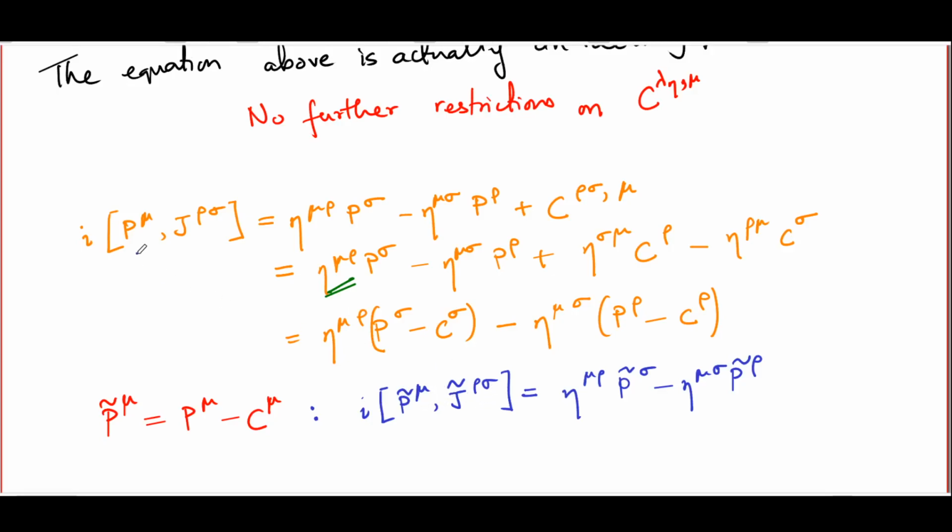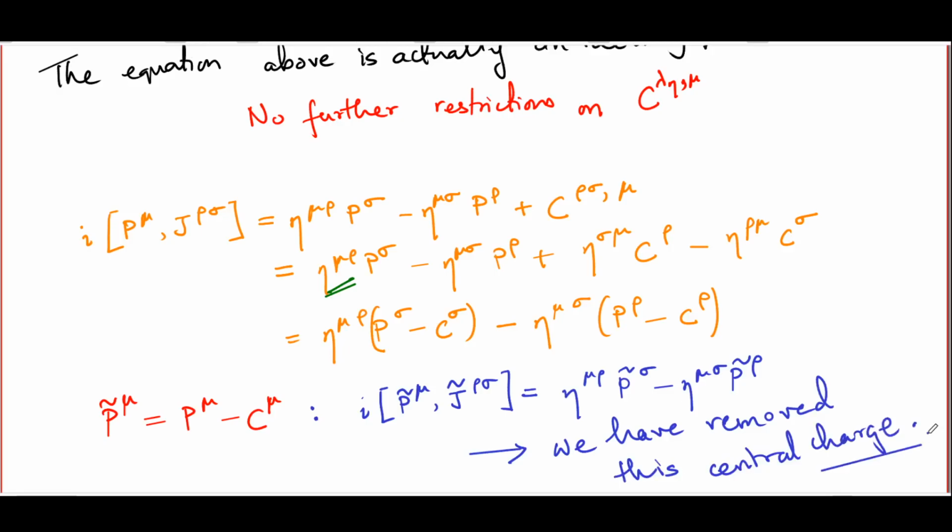That commutator is of course going to be the same as this commutator, and that is going to be eta mu rho p tilde sigma minus eta mu sigma p tilde rho. So what we have here is we have removed this central charge just by redefining my key operators. We have not redefined the j's as yet, but even if we did that, that's not going to make any change to this commutation relation. So at least the pj central charges can be shifted out or can be removed just by shifting the p's.